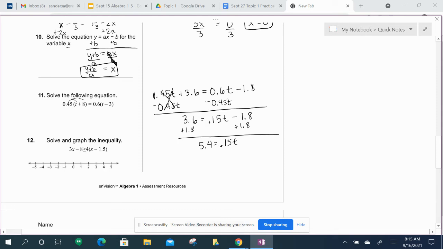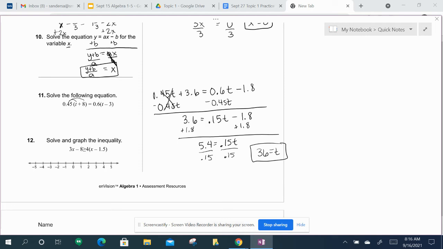And my final step now is to break the 0.15 and t up, and so I'm going to divide by 0.15 on each side, and I end up with actually 36 is equal to t. And again, may seem like a strange answer, but if we plug it in, we find out that that does truly work. All right, number 12 says solve and graph this inequality.